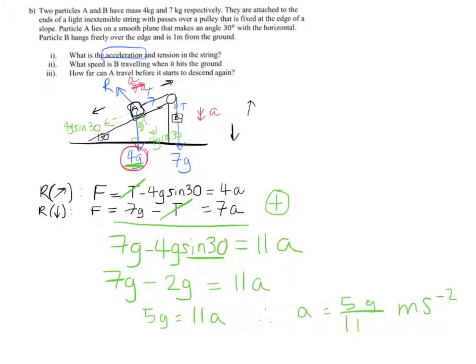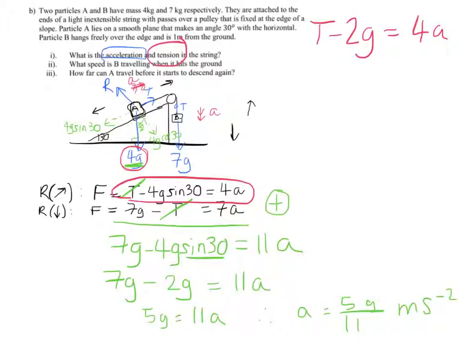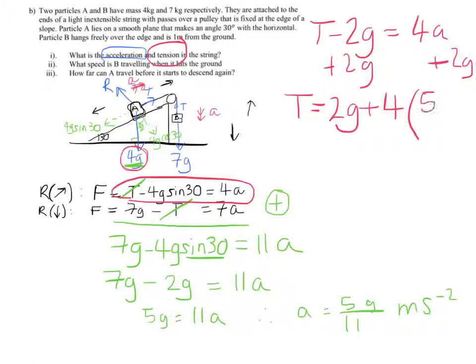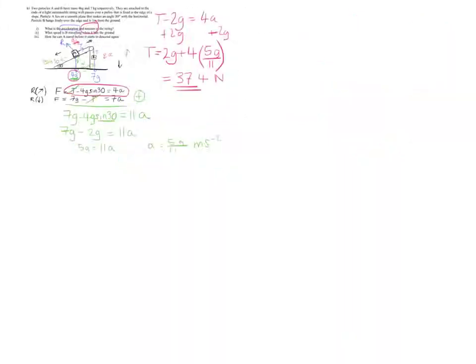Now what else did it ask for in the question? Tension. We can just substitute back into either of these formulae. Let's substitute back into this one because it's easier. So T minus 2g equals 4a. Let's substitute in what we know, and add 2g to both sides. So T equals 2g plus 4 times 5g over 11, and then put that in your calculator. In this case it's about 37.4, and the units are newtons.